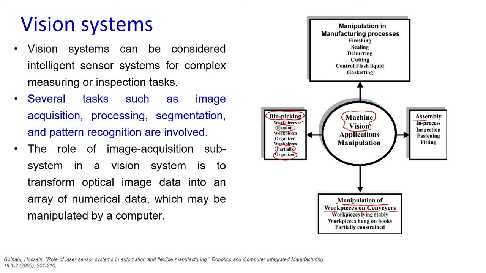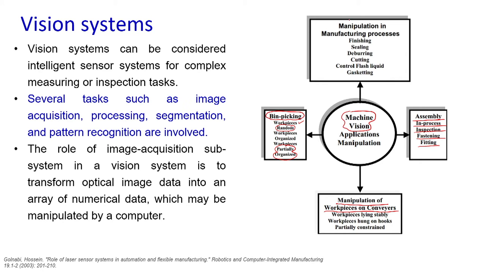Then we also need the machine vision system in assembly, in-process inspection, fastening and fitting. After generation of various parts, we have to assemble the parts together. At the assembly station, we have to pick up the part, inspect it and then put it for its proper fit. So the in-process inspection, fastening of the part with the other parts of the assembly, and ensuring the fitting of the part with respect to other sub-parts or sub-members, and their relative position in the assembly of that product.